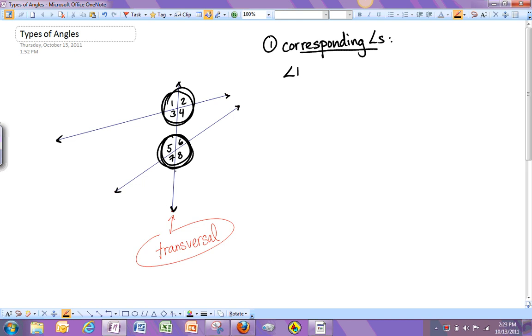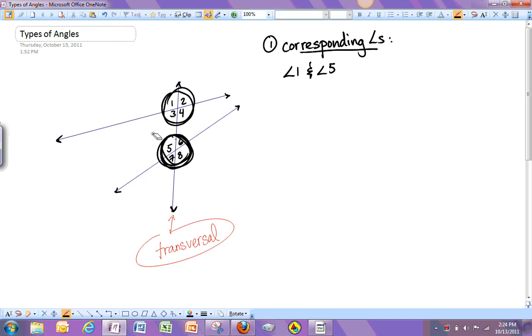The way that you determine what corresponding means is the one that's in the same kind of location, right? So if you look at angle 1 up here, it's in the top left of its chunk. Well, the one that's in the top left of this chunk is angle 5. So I'm going to say angle 1 and angle 5 are corresponding angles.